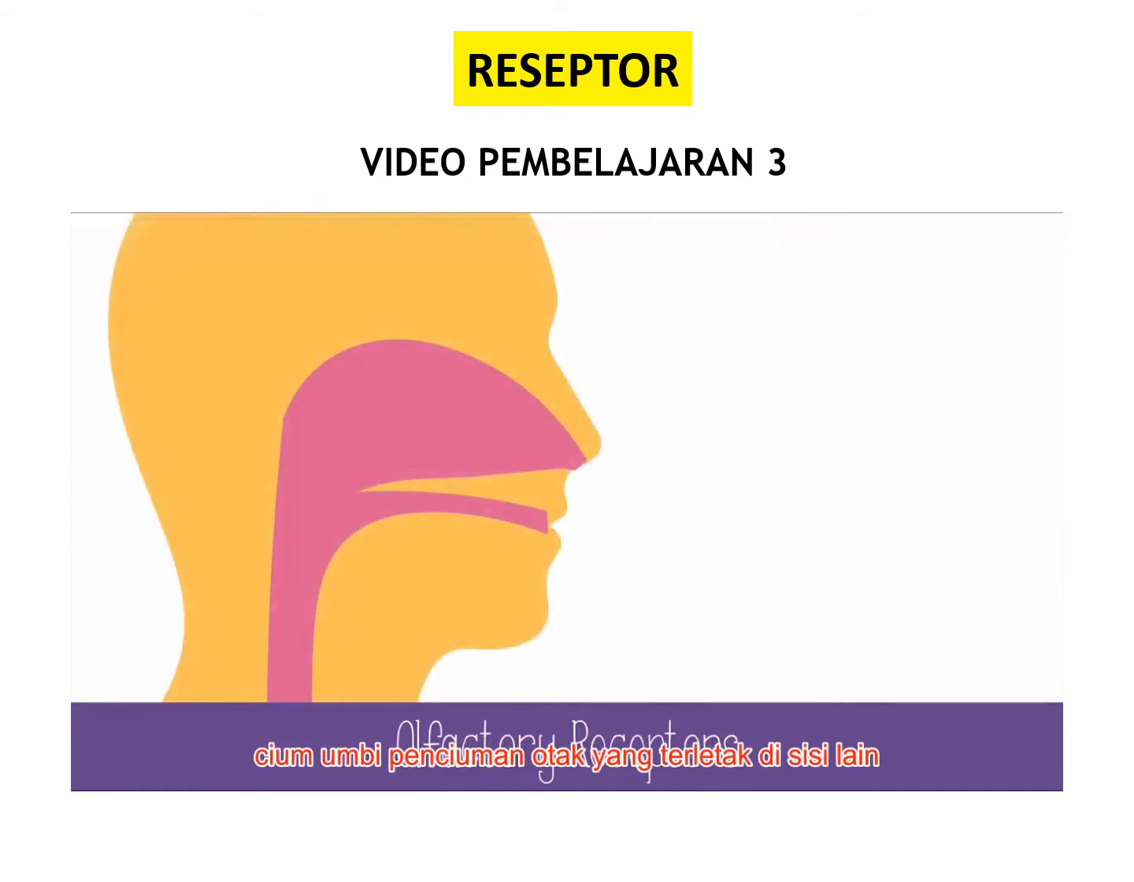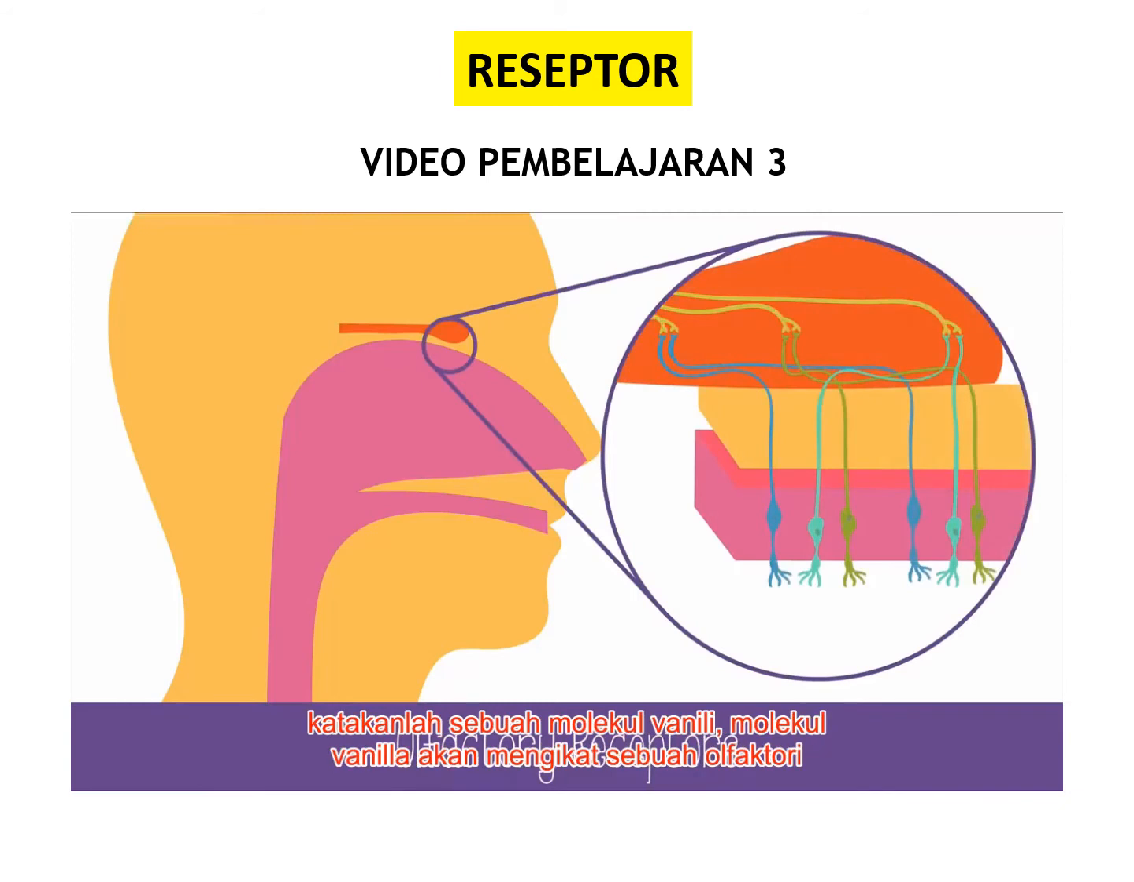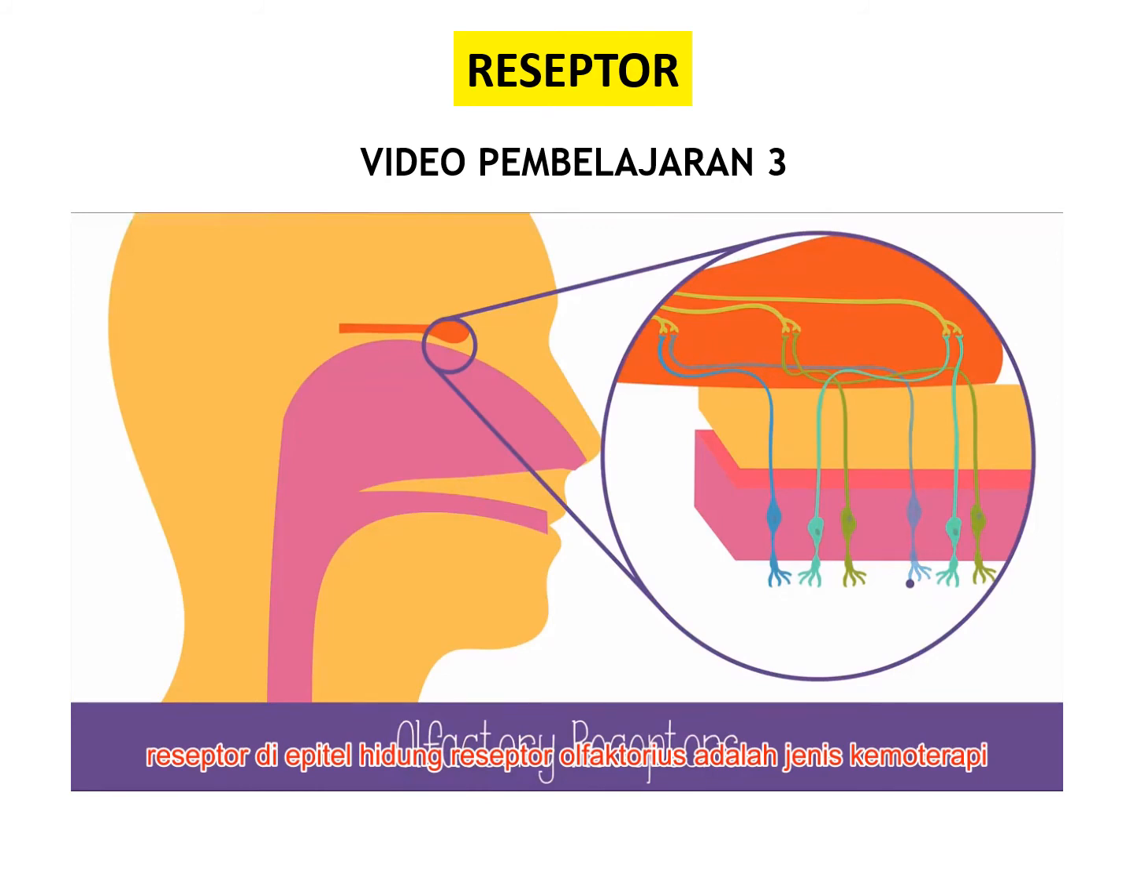Olfaction is our sense of smell. The olfactory bulbs of the brain are located on the other side of the skull bone from the nasal passage. When molecules enter our nasal passage, let's say a molecule of vanilla, the vanilla molecule will bind to an olfactory receptor in the nasal epithelium.